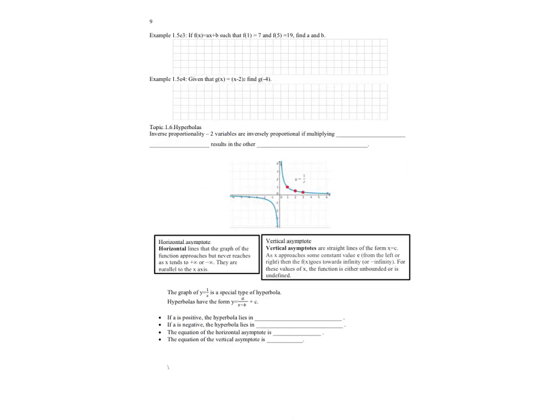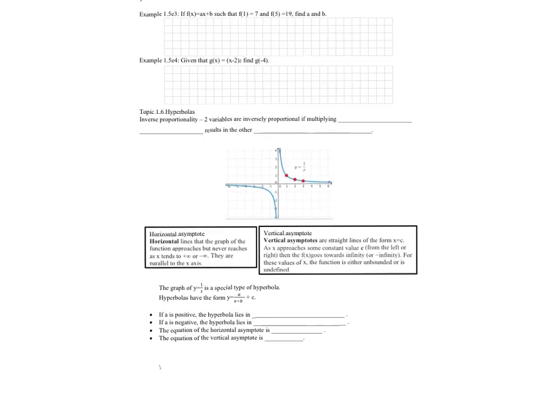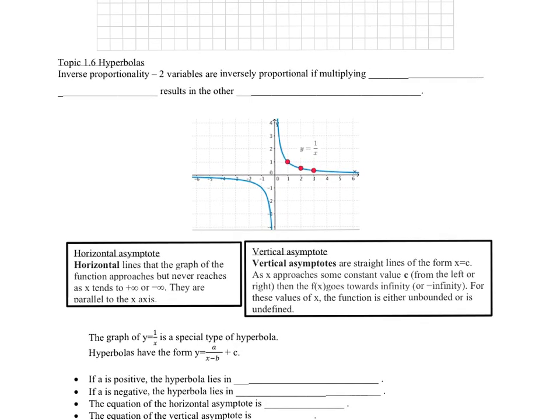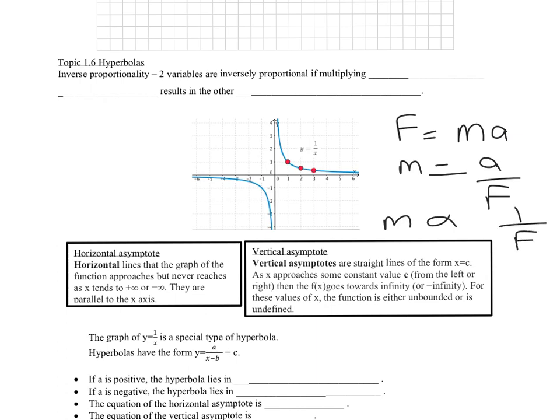So if we're talking about hyperbolas, we first think about the concept of inverse proportionality. And inverse proportionality, you might have seen it in science, for example. If you have the equation force equals mass times acceleration, you could then say mass equals force divided by acceleration, and therefore you could say mass is inversely proportional to acceleration. Okay? If the mass goes up, the acceleration goes down. If the acceleration goes up, the mass goes down, to keep the same force, for example.